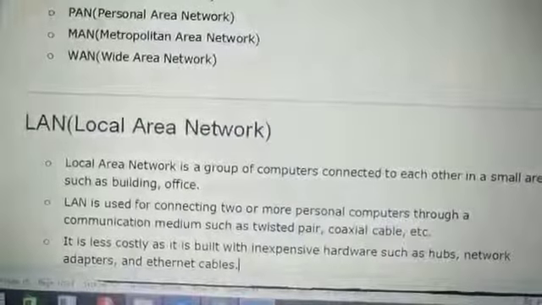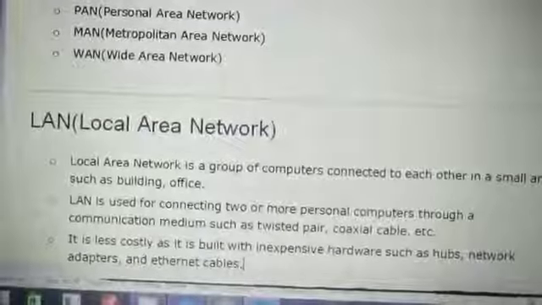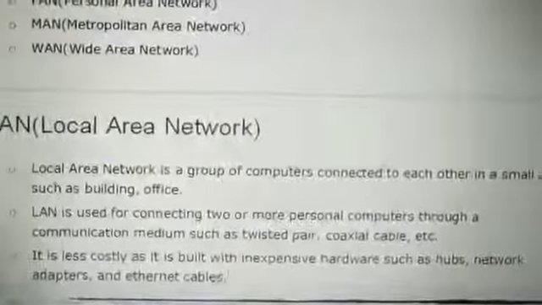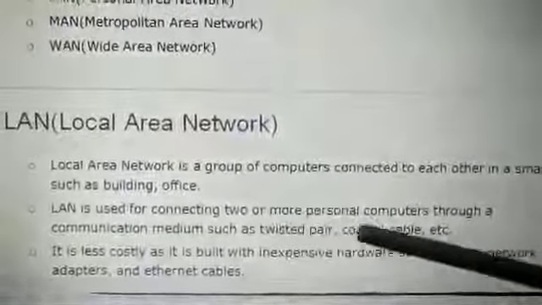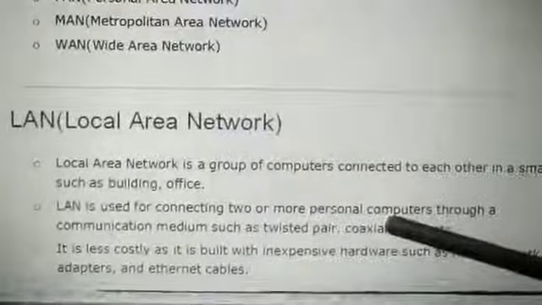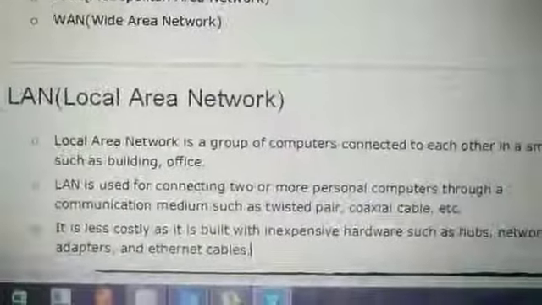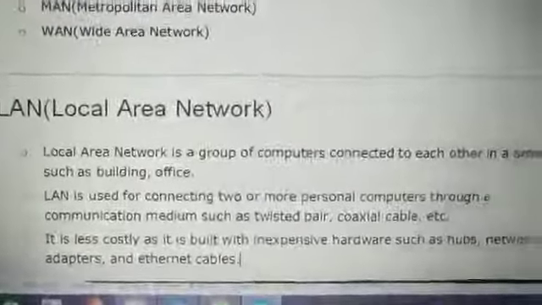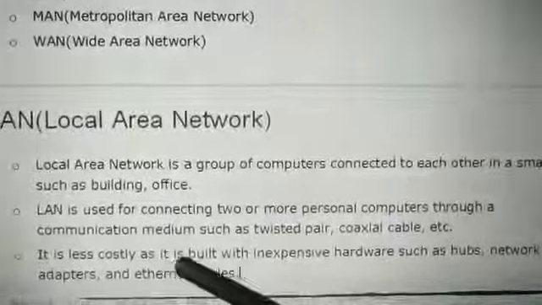In the previous part, when I explained the communication medium, what is a medium? This coaxial cable and twisted pair cable, these two are part of the media. What kind of media? It is a physical media.